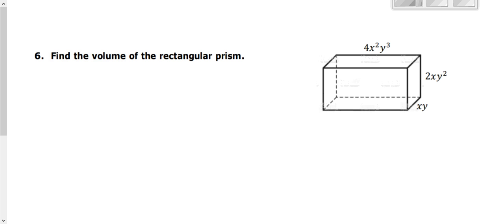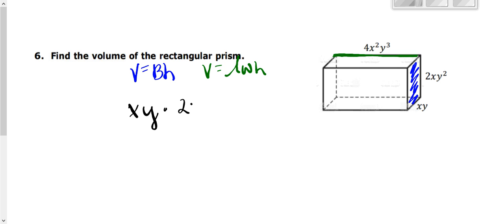Number 6, find the volume of the rectangular prism. If you remember, volume is the area of the base times the height. So I want to find the area of my base and multiply by my height. I like to choose my smaller as my base because it's just easier. Some people like to use the formula length times width times height. So that means I'm taking xy times 2xy to the second times 4x squared y to the 3rd.